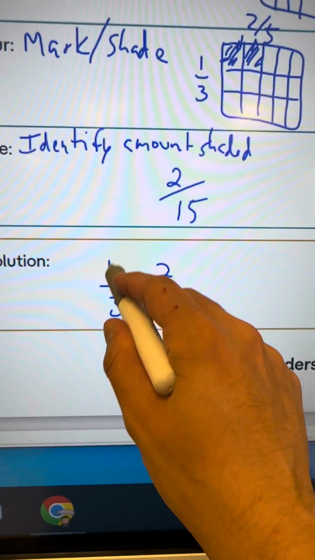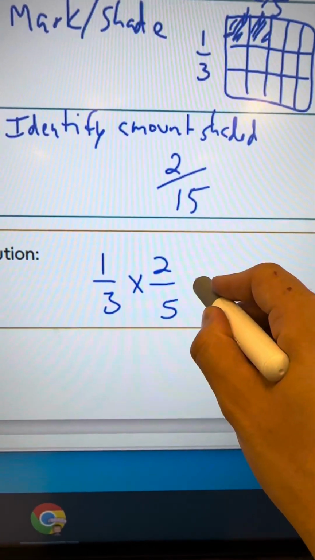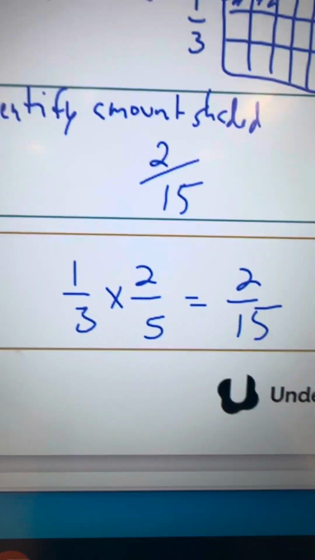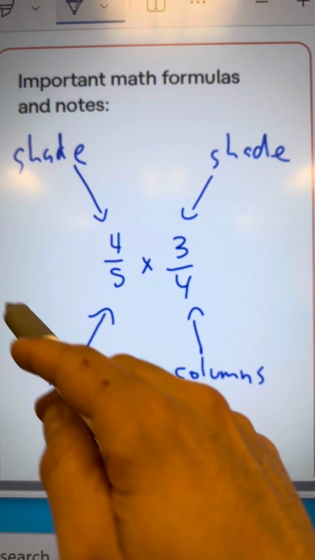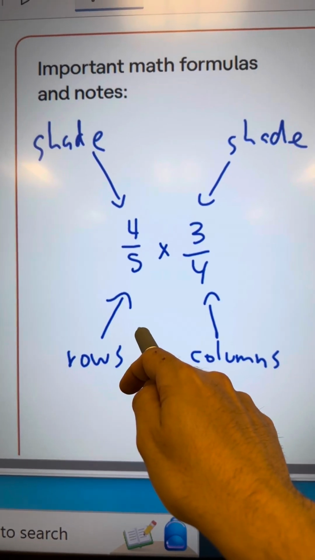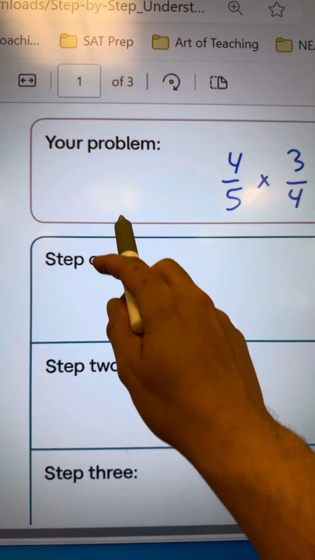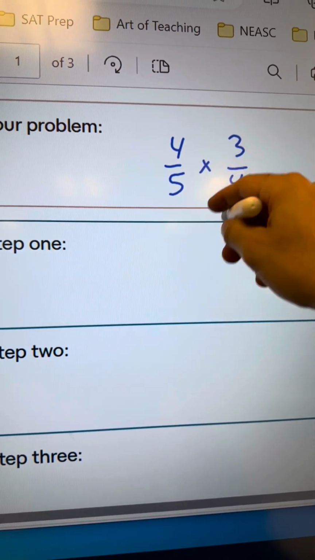For the solution, you're going to write down the problem. 1/3 times 2/5 equals, and then you put your answer there, which is 2/15. And then here's the second example. Similar to the first one, we're going to draw a model for 4/5 times 3/4. So you're going to start off by writing the problem at the top, 4/5 by 3/4.